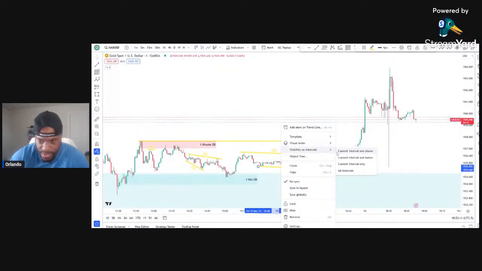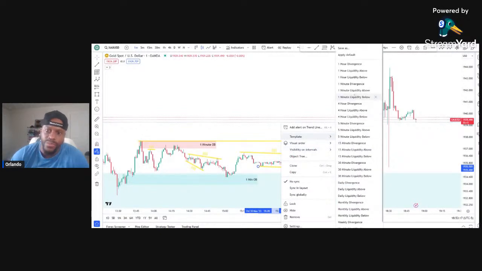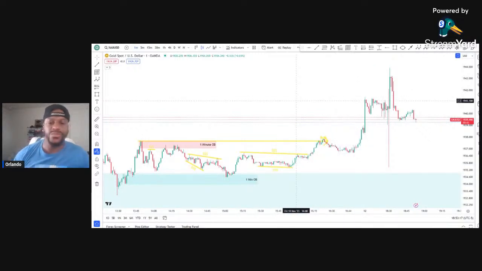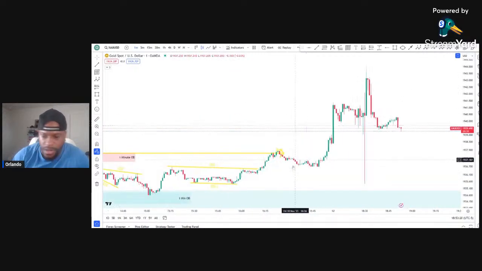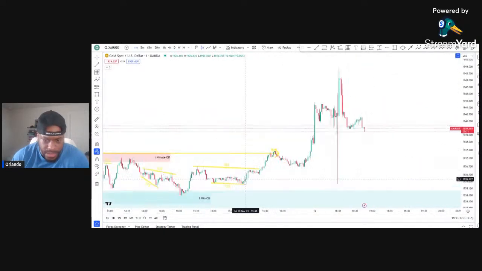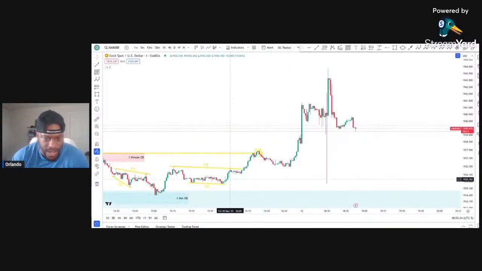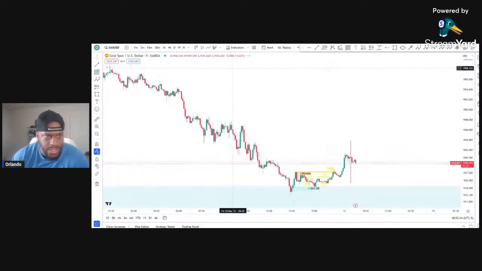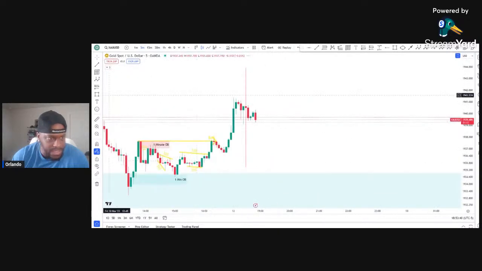Liquidity above, liquidity below. So I told you, remember how I told you how those redistributions and reaccumulations are also points of interest? Check this out. Look at this. This right here is the reaccumulation. This is the accumulation, reaccumulation that led to a break of structure, right? Break of structure back here. Now, supposedly it was unmitigated. So look at this zone right here.